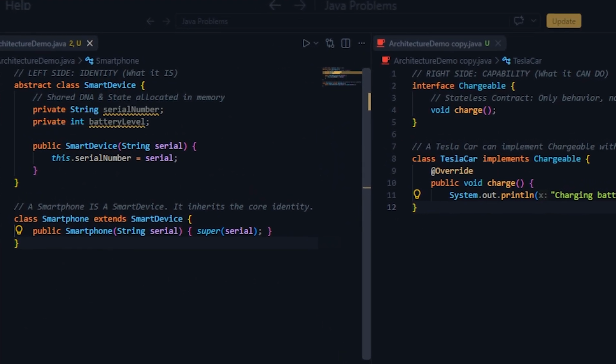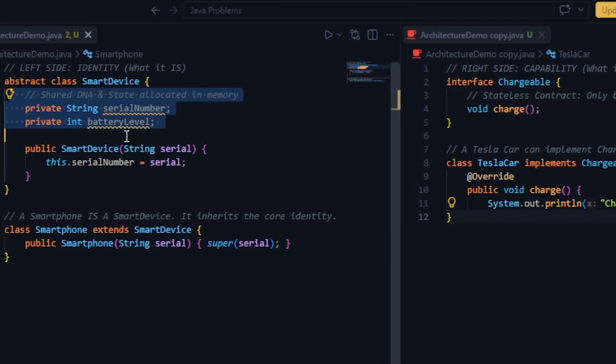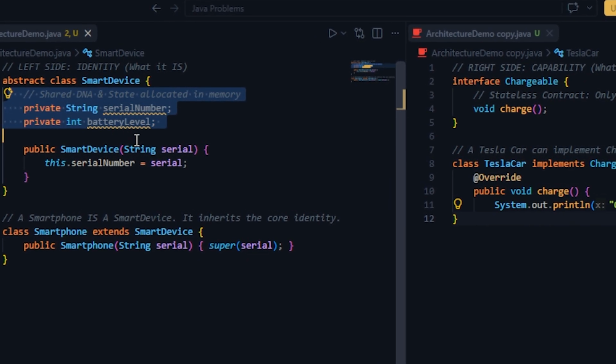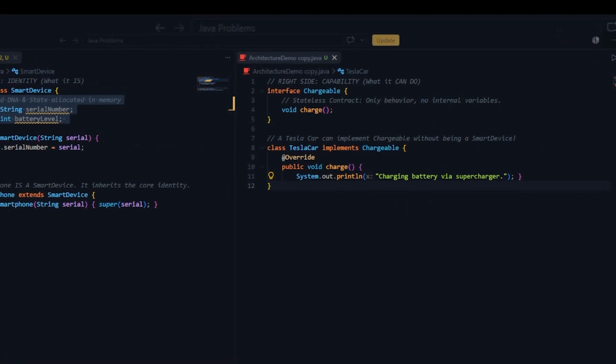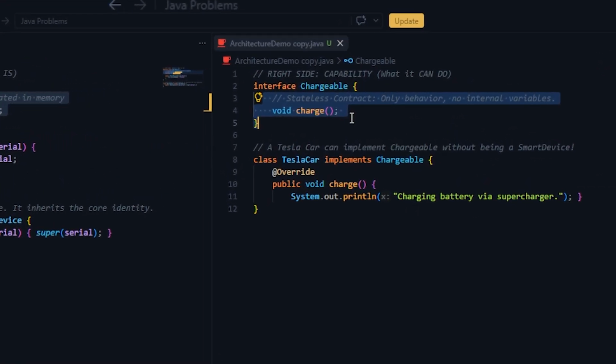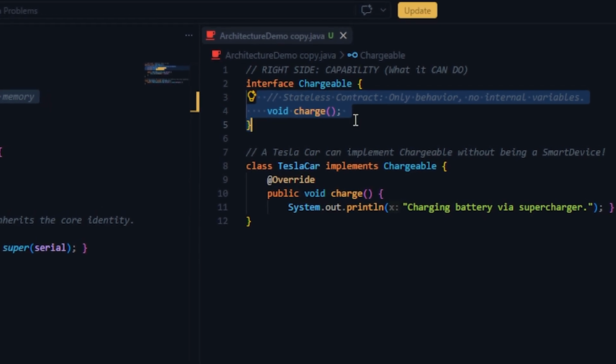An abstract class is all about identity. It defines what an object is, forcing a strict hierarchy and passing down core genetic traits and internal state in memory. An interface is all about capability. It defines what an object can do. It doesn't care about who you are or your origin. It only cares that you fulfill a strict, completely stateless architectural contract.